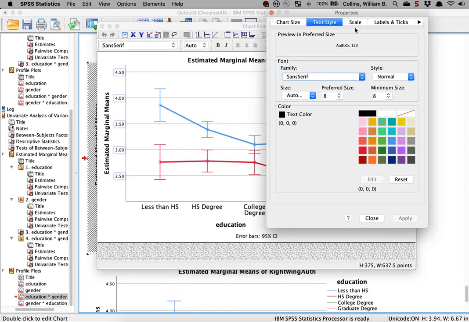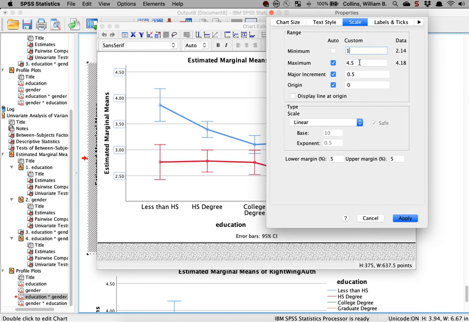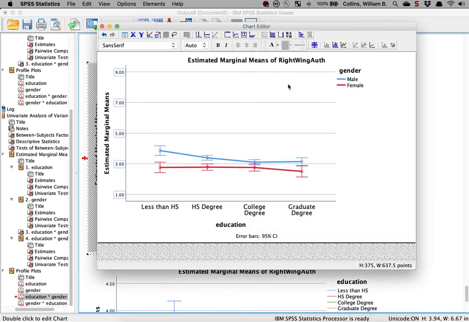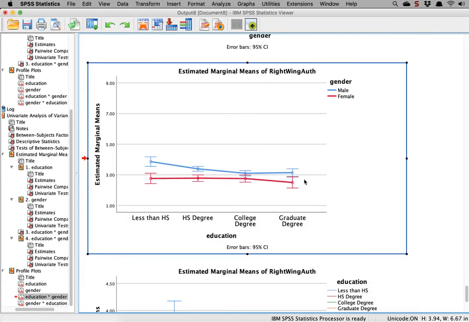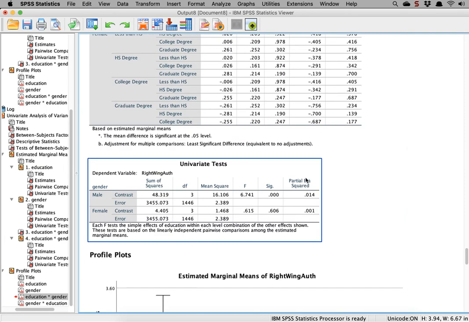And if I correct the scale, which you should always do, it was 1 to 9, apply. This is what we're really seeing, and that's notably less impressive. But that's the effect. It's pretty tiny. Among men, if I go back to that F-test that showed the simple effects, because I requested the effect size, I can see that the effect size associated with the relationship between education and authoritarianism among males is 0.014. So 1.4% of the variation is explained, and among women, it's virtually zero.